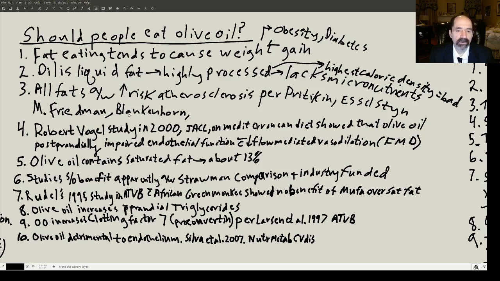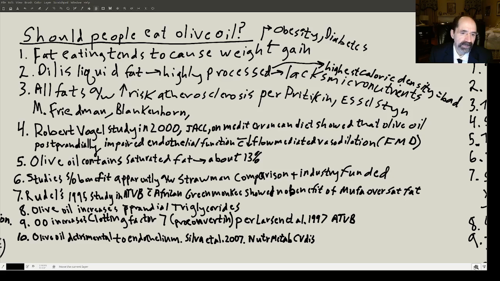Blankenhorn did cardiac casts on these patients, and it didn't matter what type of fat they were eating. They were just getting worse atherosclerosis. Pritikin, after doing extensive study of the literature, basically said fat is bad. You want to minimize your fat intake. And that's been my impression from extensive reading on the subject, as well as many others.